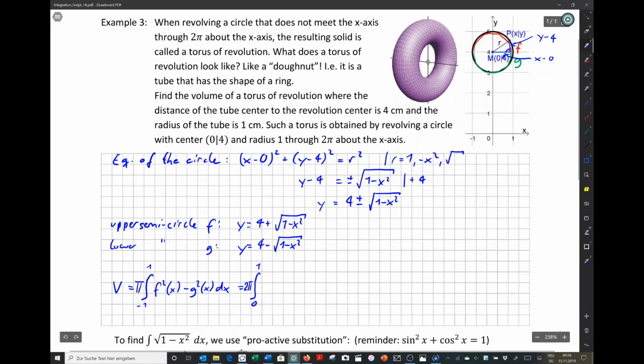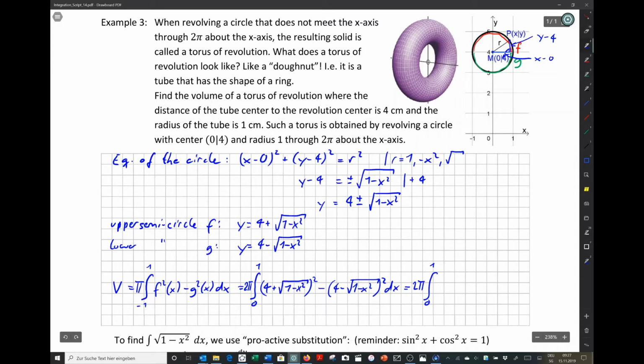And f squared is now (4 plus the square root of 1 minus x squared), the whole thing squared, minus the same thing now just with 4 minus the square root of 1 minus x squared, the whole thing squared, dx. When we expand the two brackets, the 4 squared becomes 16 in the second part also, so they cancel out since there's a minus in between. The same happens with the square root of 1 minus x squared: it becomes 1 minus x squared here, and also 1 minus x squared here, and because of the minus, it cancels out.